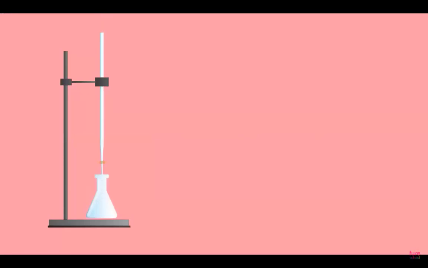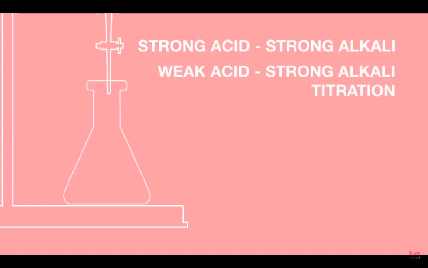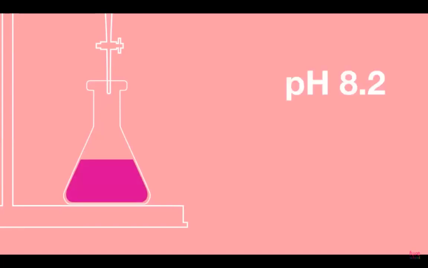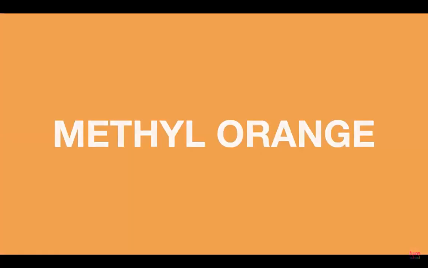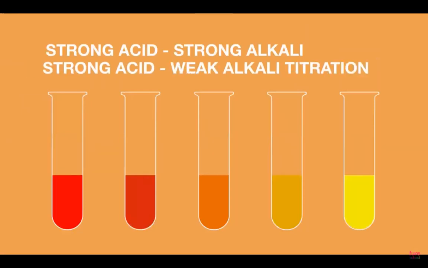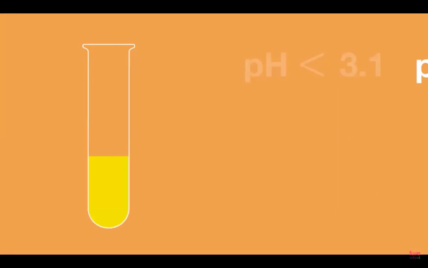Phenolphthalein is an indicator commonly used to determine the endpoint of a strong acid, strong alkali, or weak acid, strong alkali titration. It goes from colorless to fuchsia pink at a pH of 8.2. Methyl orange is used to determine the endpoint of either a strong acid, strong alkali, or strong acid, weak alkali titration. It is red at a pH lower than 3.1 and yellow at a pH higher than 4.4.